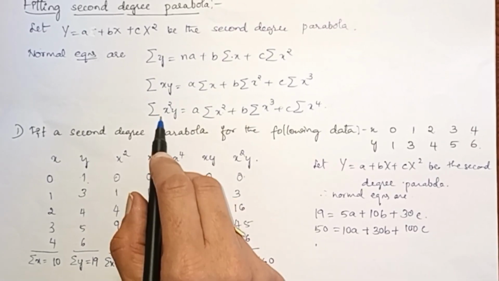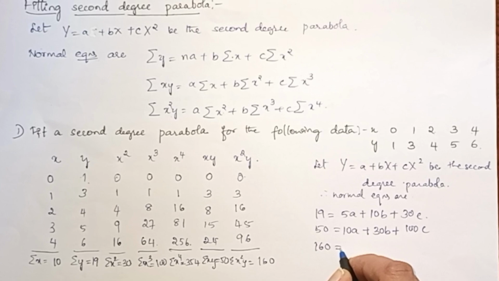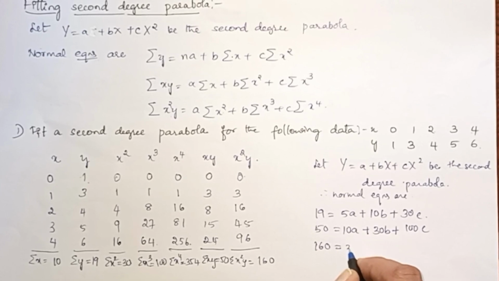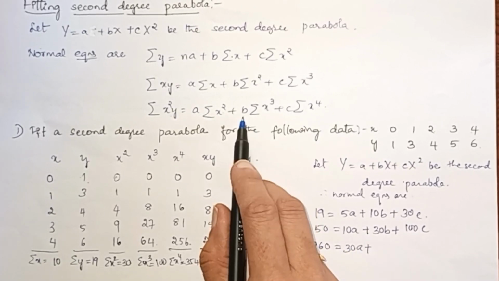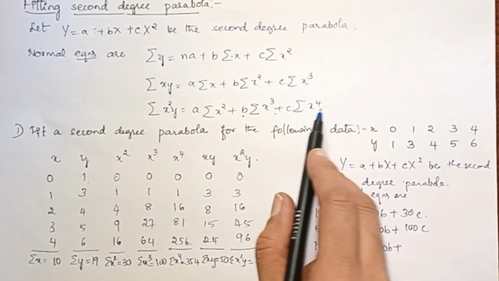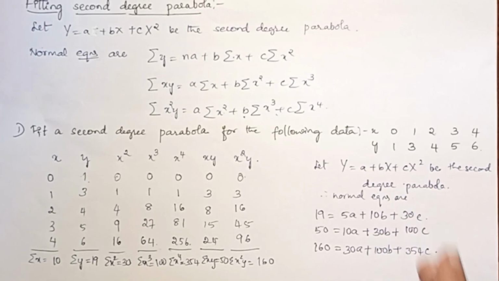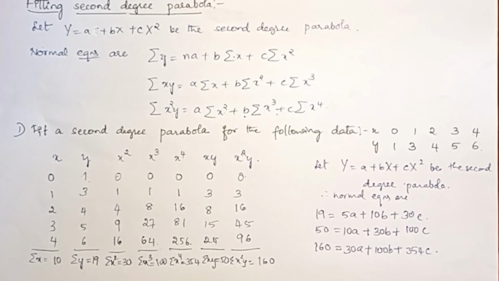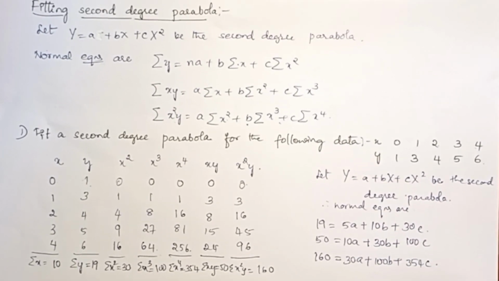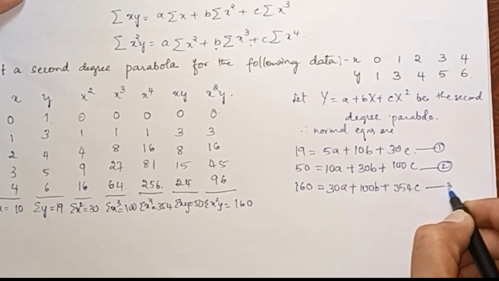Next, sigma x square y, that is 160, equals a into sigma x square, 30a, plus b into sigma x cube, 100b, plus c into sigma x power 4, 354c. So these are the three equations. Now we have to solve these three equations: first equation, second equation and third equation.